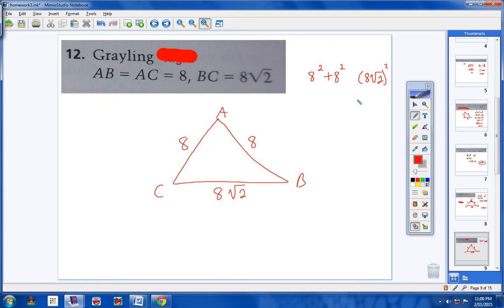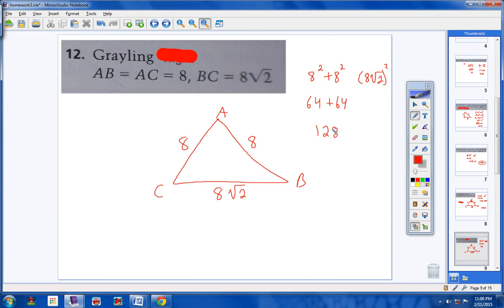And by the way, how do I know that's the longest side? Well, if you take 8 times the square root of 2, you're going to get 11.3, okay? So this side here is 11.3 approximately. So that is my longest side. That's how I knew that. Now, moving on, 8 times 8 is 64. 8 times 8 is 64. Add those together, and you will get 128.